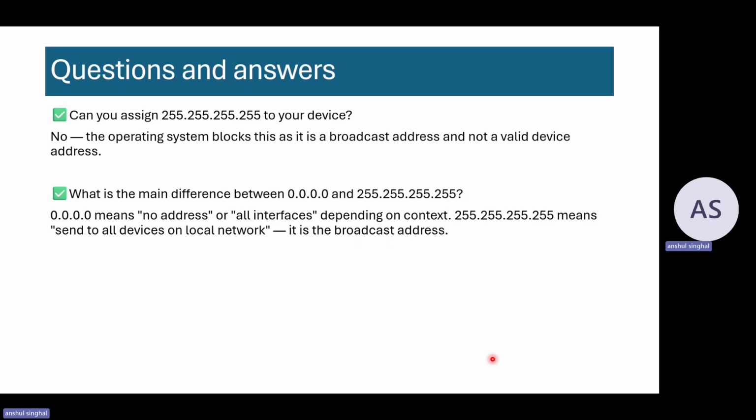And then we have a few final questions as well. Can you assign 255.255.255.255 to your device? The answer is no, because it is a broadcast address and it's not a valid device address. And then, what is the main difference between 0.0.0.0 and 255.255.255.255? 0.0.0.0 means no address or all addresses depending on the context. And 255.255.255.255 means sent to all devices on the local network. It is the broadcast address.